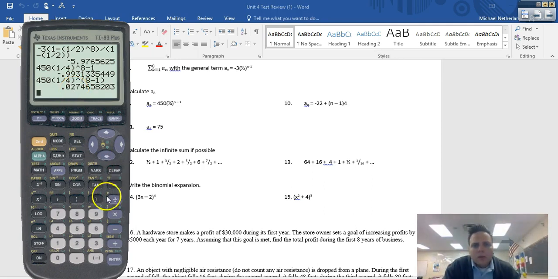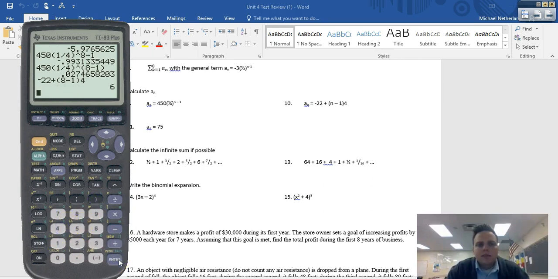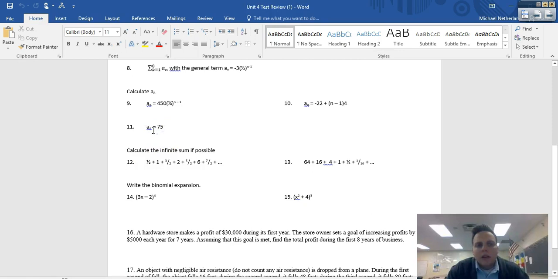All right, let's do problem number 10. Negative 22 plus 8 minus 1 times 4. And we get 6. Easy. And then on problem number 11, it says a sub n is equal to 75, so the 8th term is going to be 75.